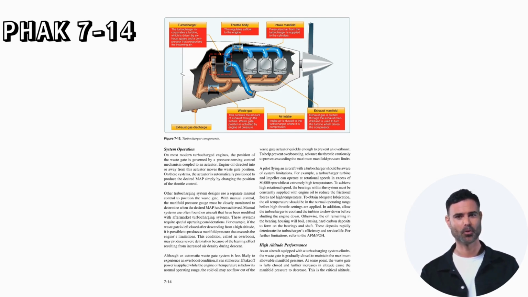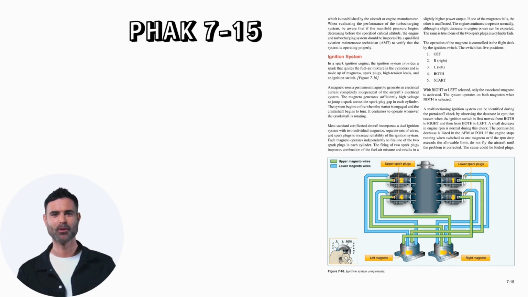As an aircraft equipped with a turbocharging system climbs, the wastegate is gradually closed to maintain the maximum allowable manifold pressure. At some point, the wastegate is fully closed, and further increases in altitude cause the manifold pressure to decrease. This is the critical altitude, which is established by the aircraft or engine manufacturer.